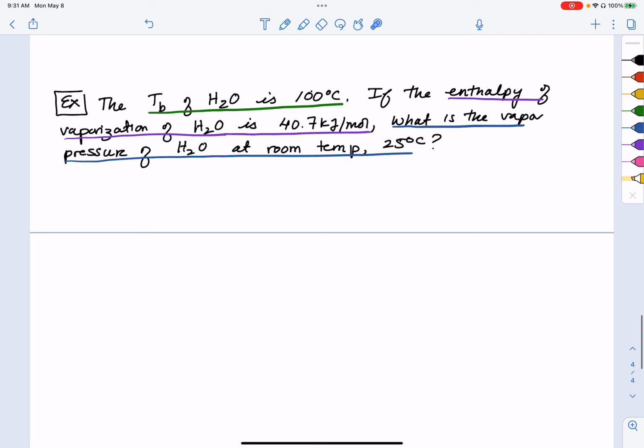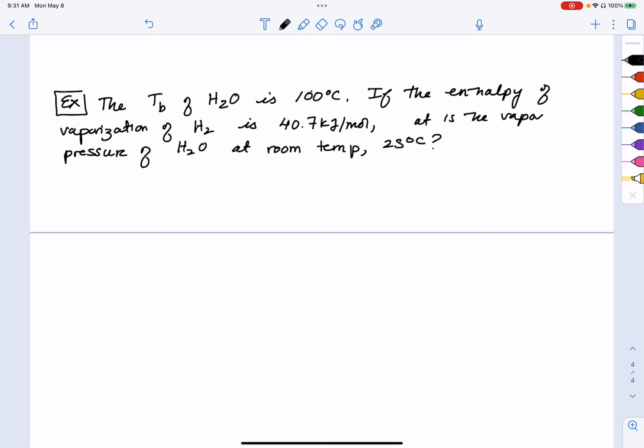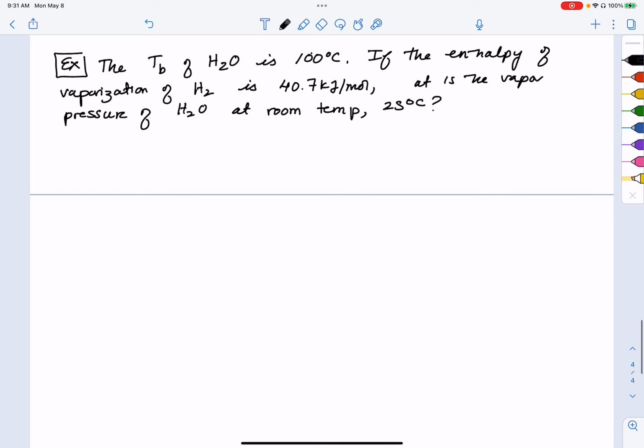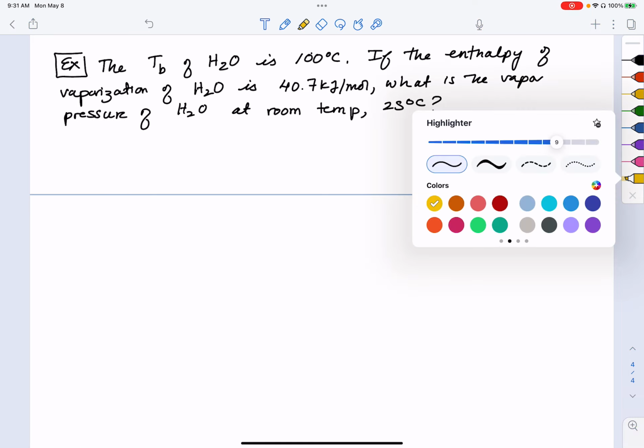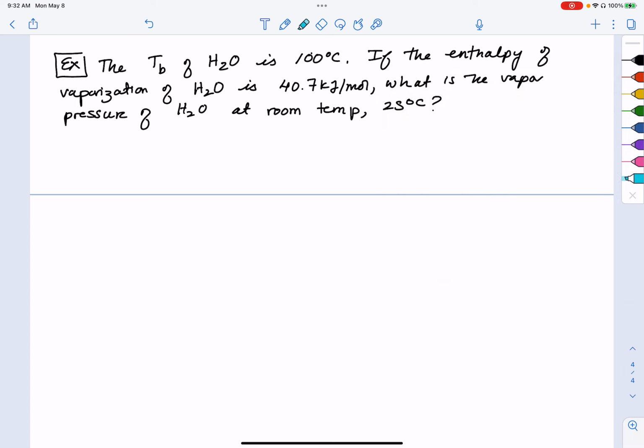And now let's practice a problem. All right. The boiling point of water is 100 degrees Celsius. If the enthalpy of vaporization of water is 40.7 kilojoules per mole, what is the vapor pressure of water at room temperature, or 25 degrees Celsius? So let's start pulling some information out of this problem. The boiling point of water is 100 degrees. That was given right off the bat.